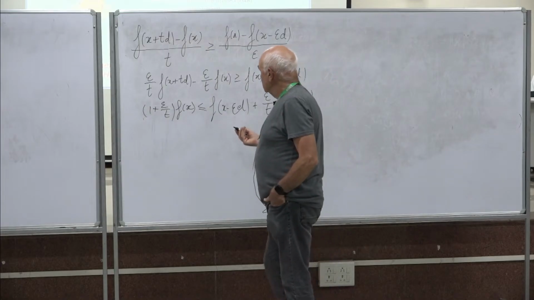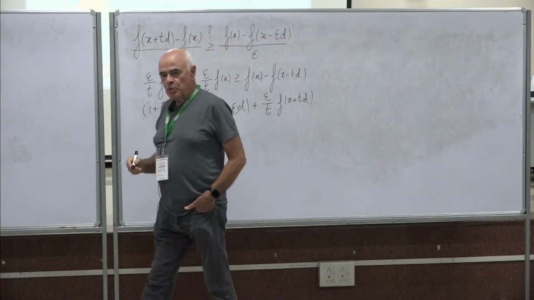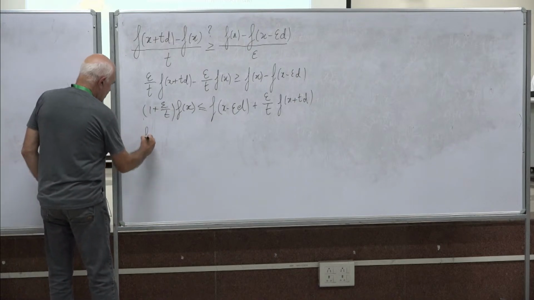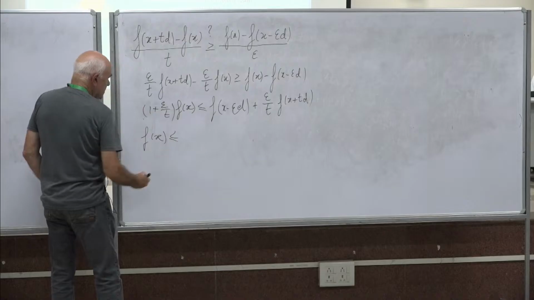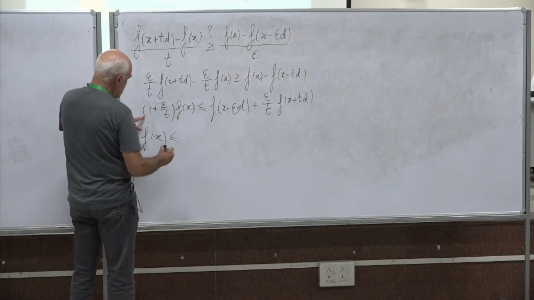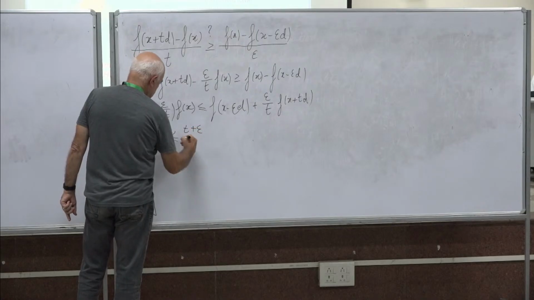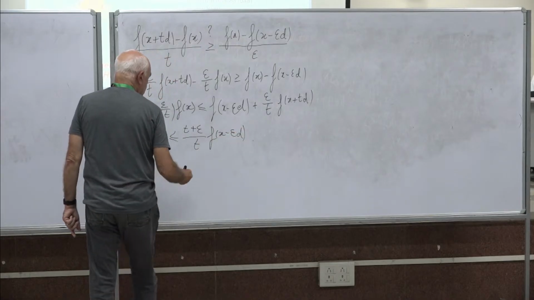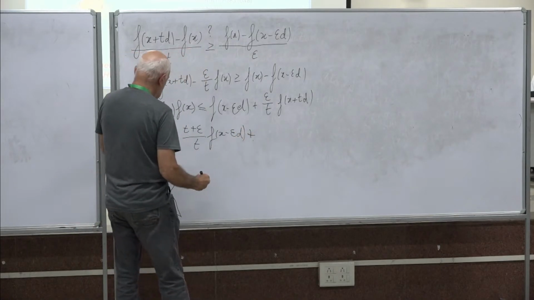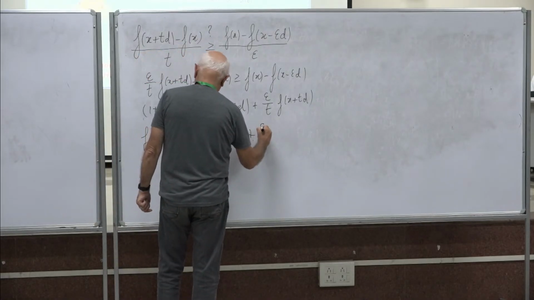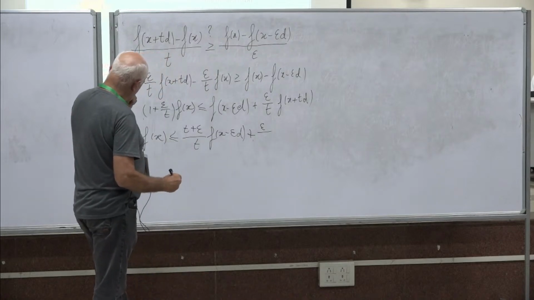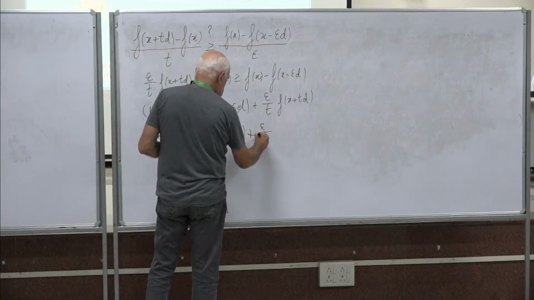This is what we want to prove. I'm trying to prove this inequality. These are equivalent inequalities. And then solving for f of x, this gives us f of x less than or equal to t over t plus epsilon times f of x minus epsilon d, plus epsilon over t plus epsilon times f of x plus td. Is this correct?